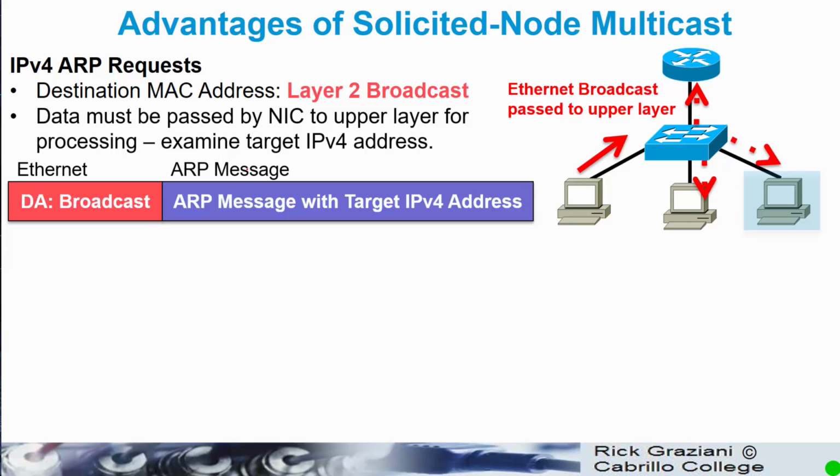Layer 2 multicast allows frames to be filtered by the NICs and not have to worry about sending them to an upper layer protocol for inspection. So that was a benefit of the solicited node multicasts, for both layer 2 and layer 3 multicasts.